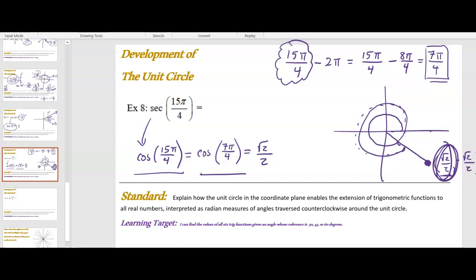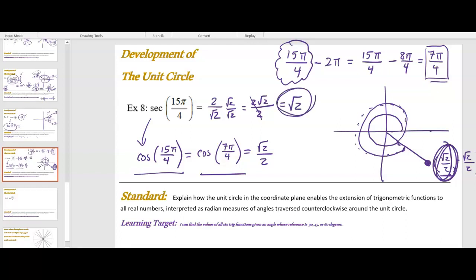But we were asked to find secant. So just a reminder, secant is the reciprocal, which is 2 over root 2. Now I'm not going to write 2 over root 2 anymore. I'm going to rationalize this one time. 2 root 2 over 2.